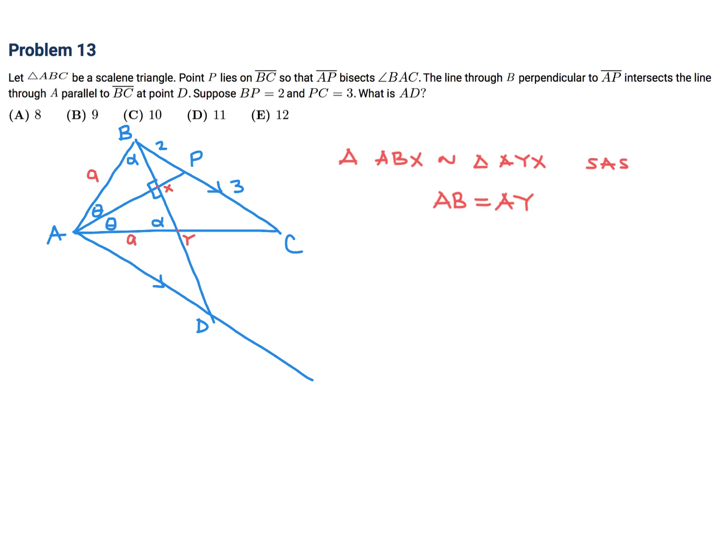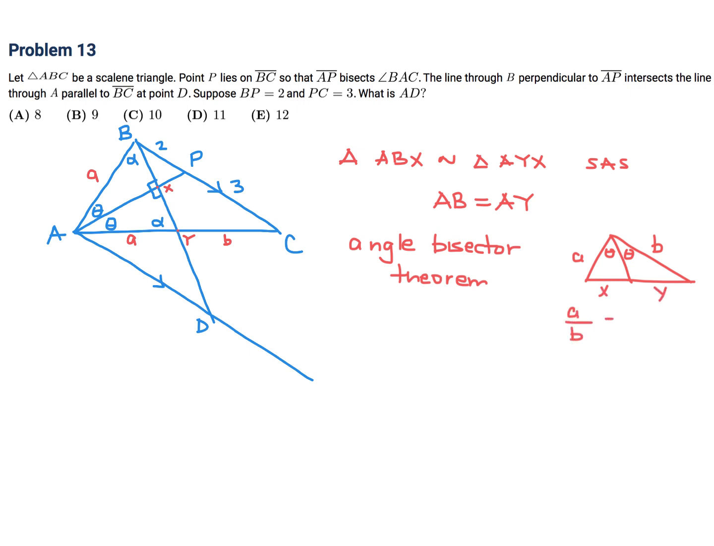Okay, and then I am going to need to label another one. From Y to C, I'll call that b, since I'm not sure what it is. And then we'll use something called the angle bisector theorem. If you're not familiar with that, I'll just give you an example. Let's say you have a triangle, and then you have a bisector. This is theta, and this is theta. And this side is a, this side is b, and this is x, and this is y. The angle bisector theorem states that a over b will be equal to x over y. So applying that over here, with this being the theta, that would basically give me the following.